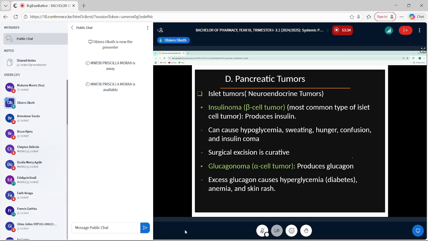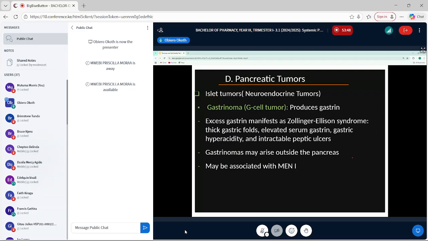A glucagonoma produces excess glucagon. If you have excess glucagon, you end up with hyperglycemia. So you end up with diabetes, you end up with anemia. Sometimes they also get a skin rash. Glucagonoma.